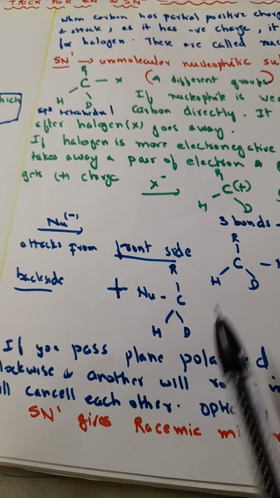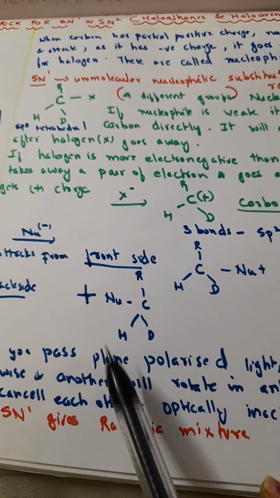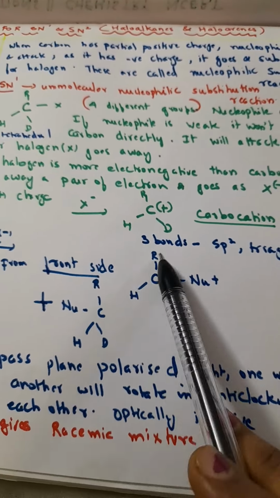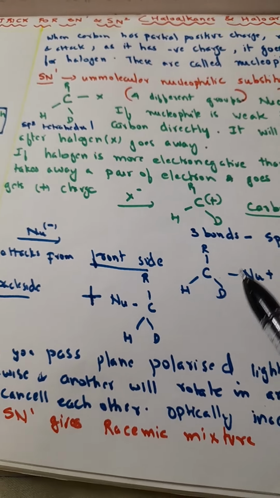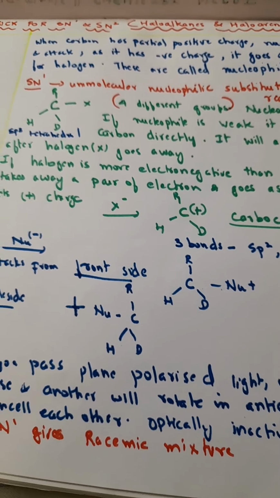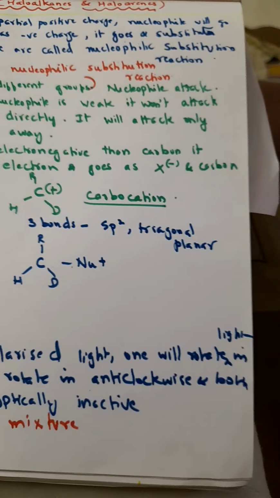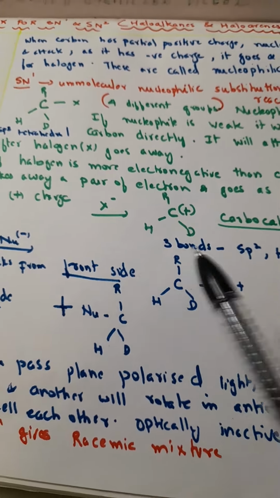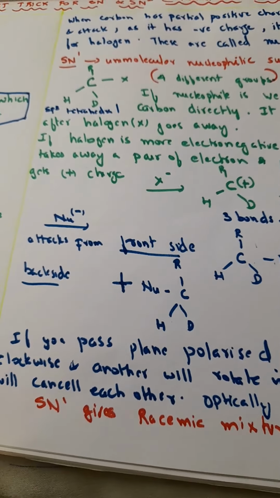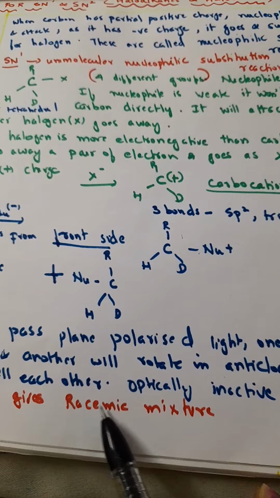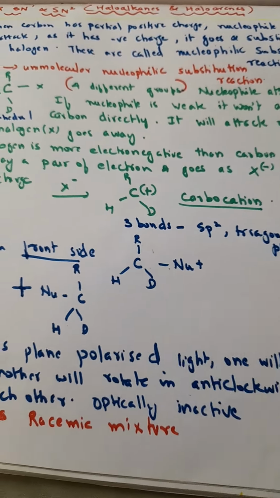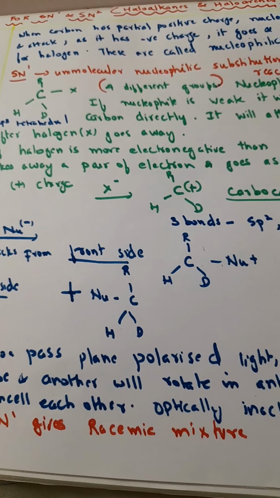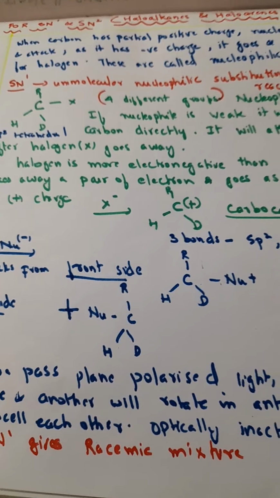And suppose you pass plane polarized light through this molecule, then one of the structures will rotate in the clockwise direction, and another one rotates in the anti-clockwise direction. Since both will cancel each other, we can say that optically this structure is inactive, and now we can say that SN1 will give a racemic mixture. So we get a racemic mixture as the final product. So, clear about SN1 reaction?